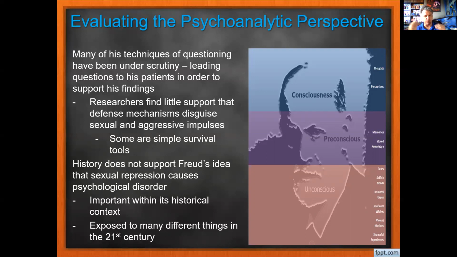Researchers find little support that defense mechanisms are disguised sexual and aggressive impulses. Some of them are simply survival tools. History doesn't reflect well on Freud's idea about sexual repression being a psychological disorder and all these other things. But there is an unconscious. There are motivating factors. There is something behind that, the idea of a collective unconscious. It's all sort of there. So this is where, again, we'll talk about this when we talk about disorders and therapy, is that this is why a lot of psychologists and psychiatrists don't go all in on one school of thought.